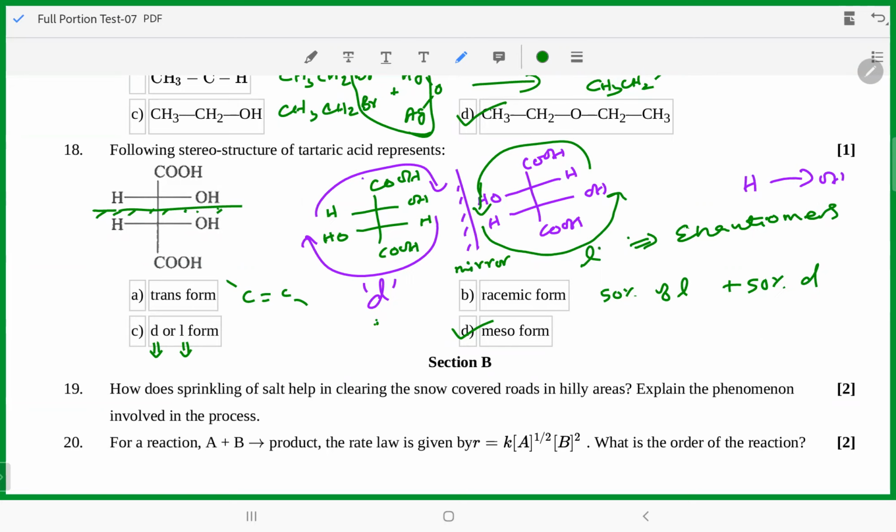If you take 50% of D and 50% of L, equal amounts, the optical rotation becomes 0. Because you are mixing plus into minus. Even though the magnitude is the same, the direction is opposite, so the value will be cancelled. So the optical rotation will be 0.